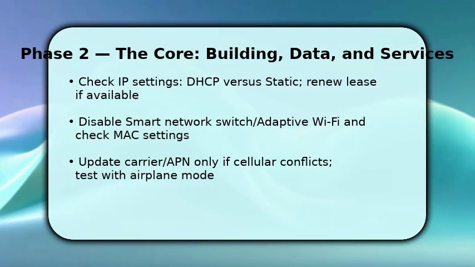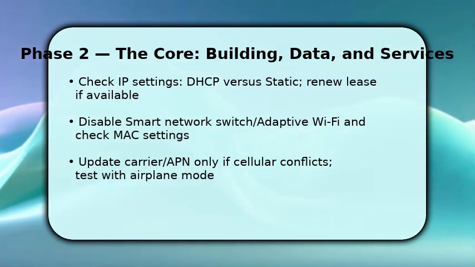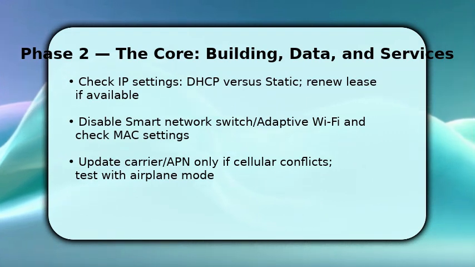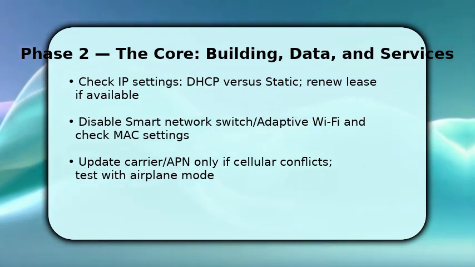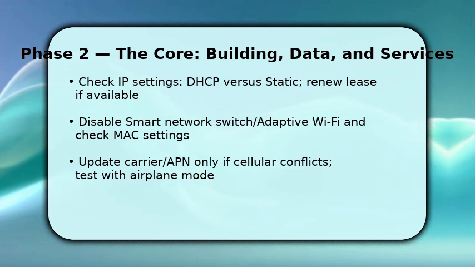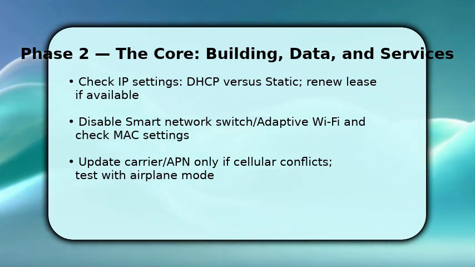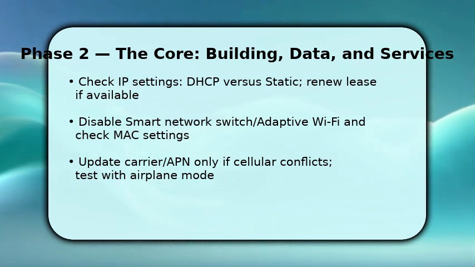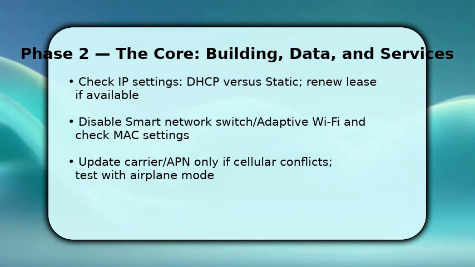Now you dive into settings to remove deeper causes. Go to the network details and confirm IP mode is DHCP. If it's static, switch back or verify the address, gateway, and DNS. Misconfigured values block access. Next, disable Smart Network Switch or Adaptive Wi-Fi so your phone won't flip networks automatically.